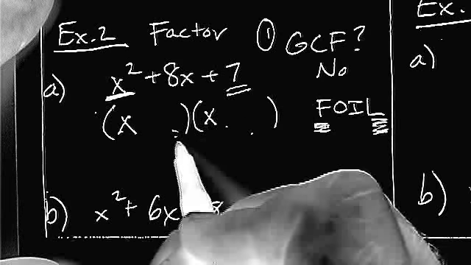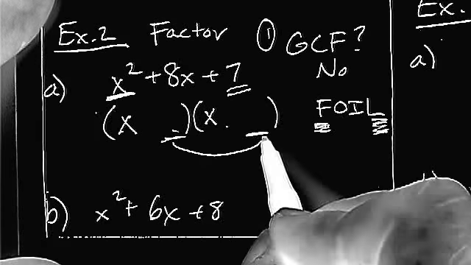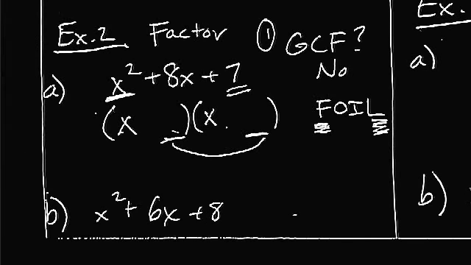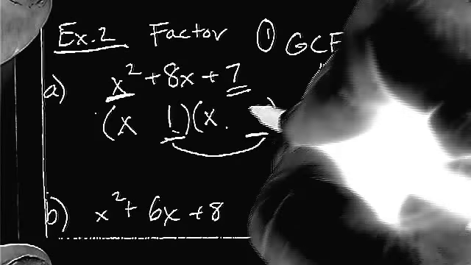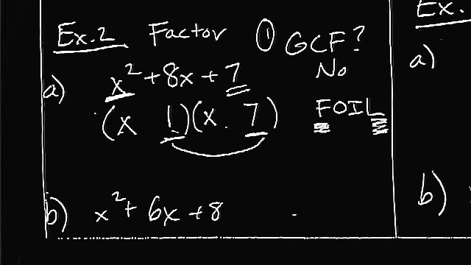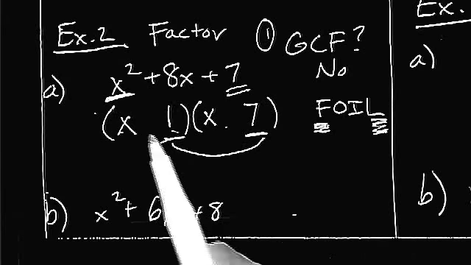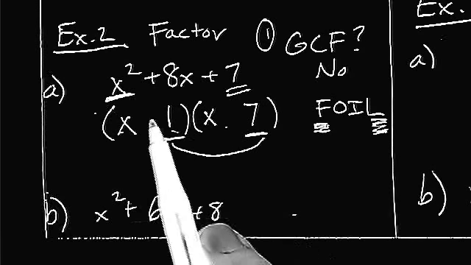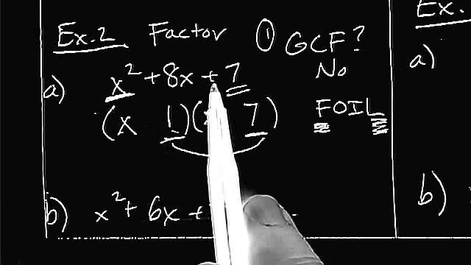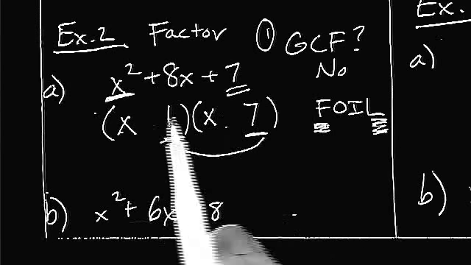So I know that these two things have to multiply together to give me 7. Well, there's no options there. It's not like I can do 2 and 3.5. It's 7 and 1. We're only dealing with integers. It could get nasty and ugly like that, but we're not going to do that to you. Now, the signs that go in here must both be the same because their product is positive. So either these are both plus or they're both minus.